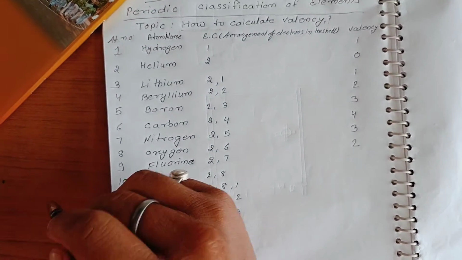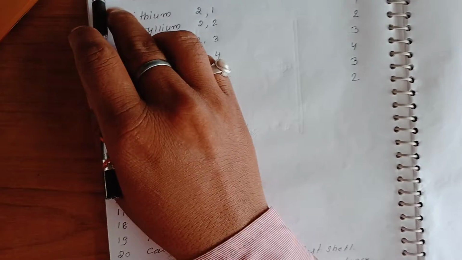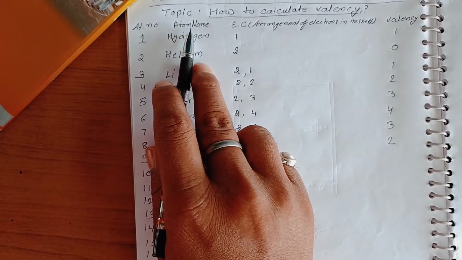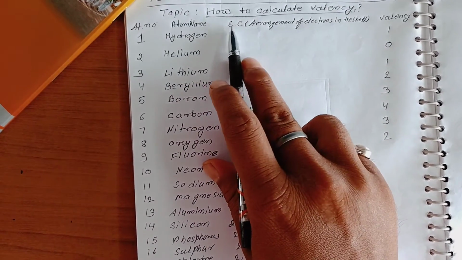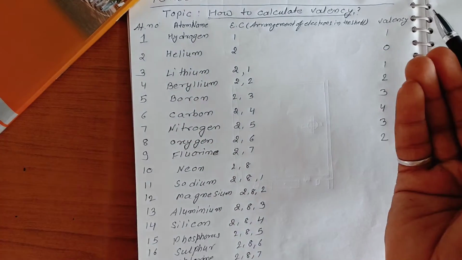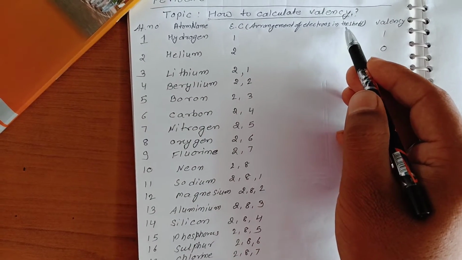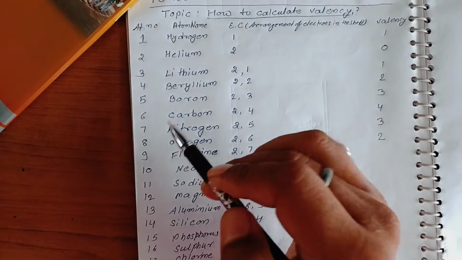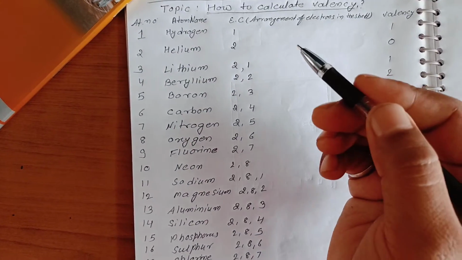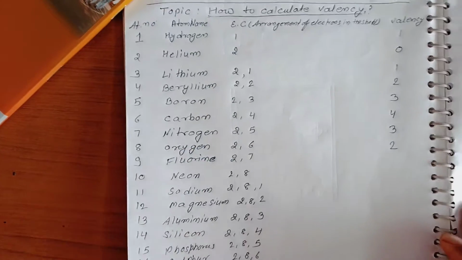Now I will explain how to calculate valency. So this is the atomic number and atom name, and EC means electronic configuration. What do you mean by electronic configuration? The arrangement of electrons in the shells is known as electronic configuration. We learn how to arrange electrons in this chapter.